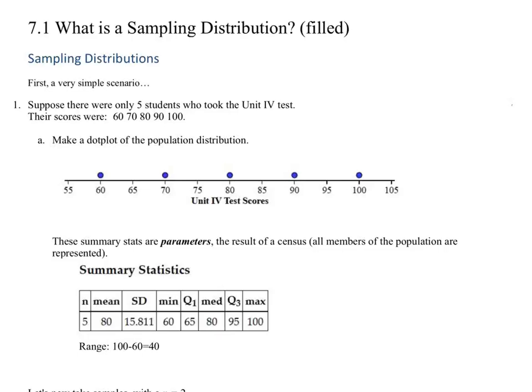All right, sampling distributions. I'm going to go through this relatively quickly here. Pause, re-listen as you need. There are several key concepts that are not necessarily difficult. There's a lot of words.